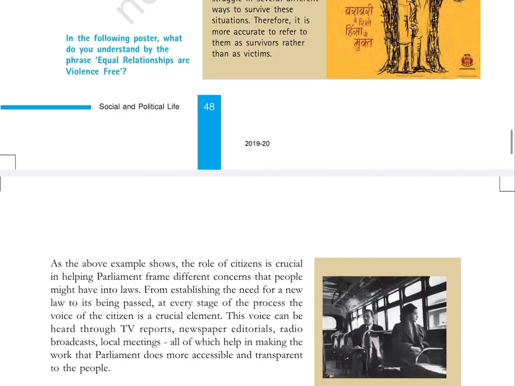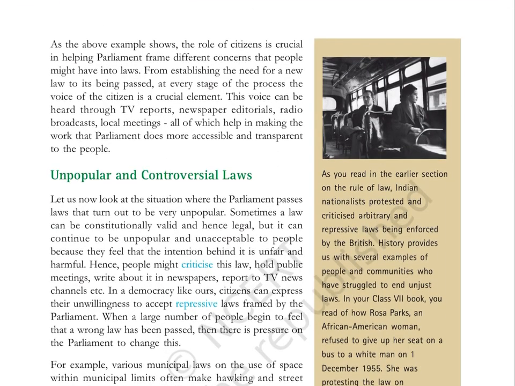Page number 49. As the above example shows, the role of citizens is crucial in helping Parliament frame different concerns that people might have into laws. From establishing the need for a new law to its being passed, at every stage of the process the voice of the citizen is a crucial element. This voice can be heard through TV reports, newspaper editorials, radio broadcasts, local meetings, all of which help in making the work that Parliament does more accessible and transparent to the people.